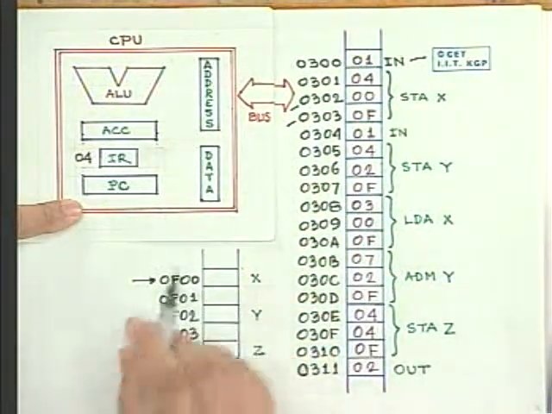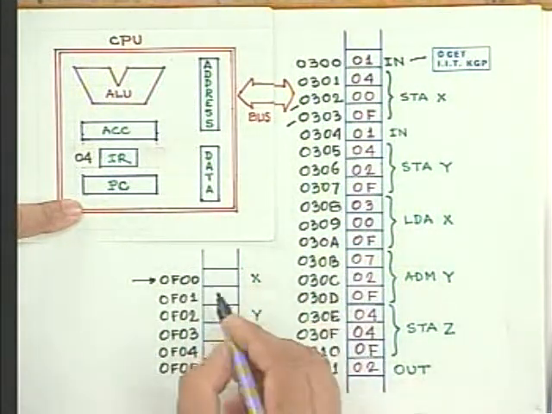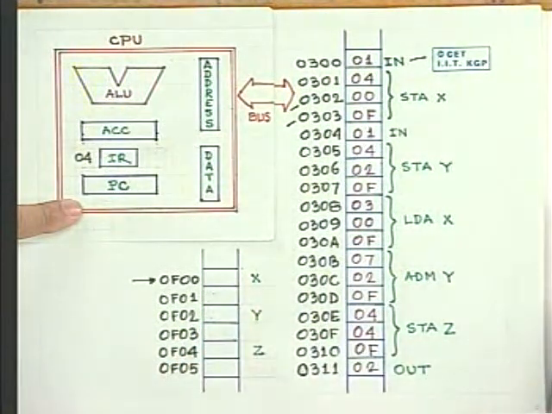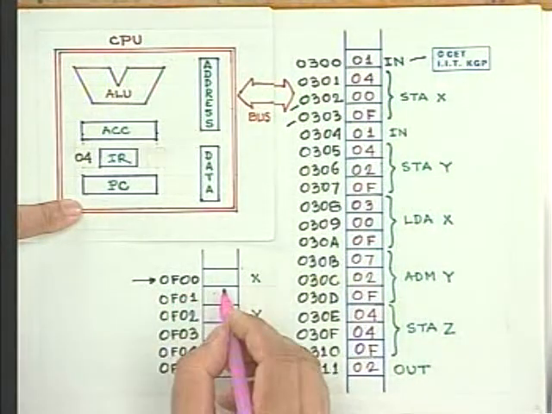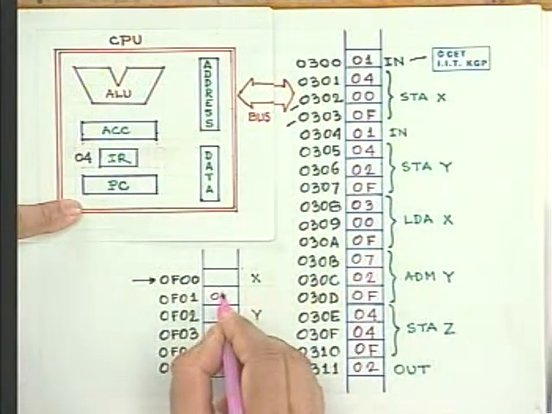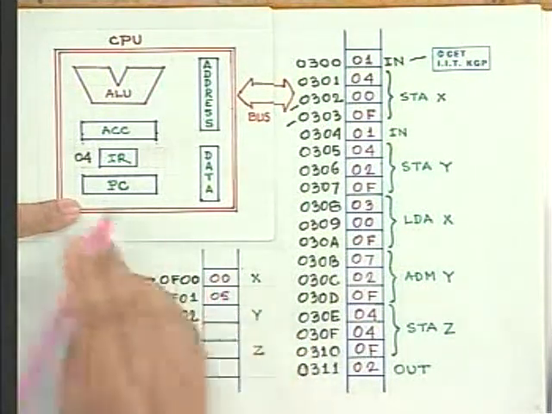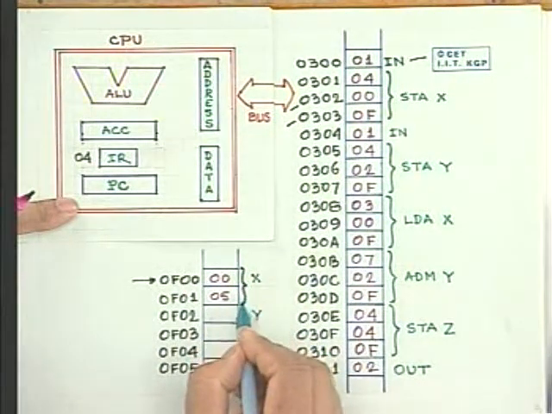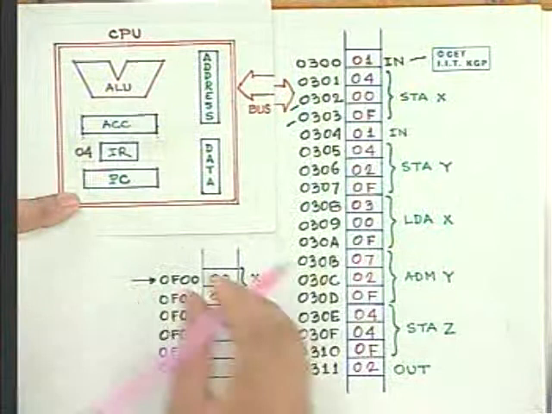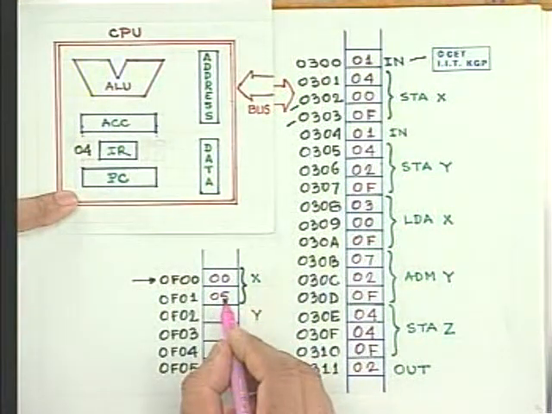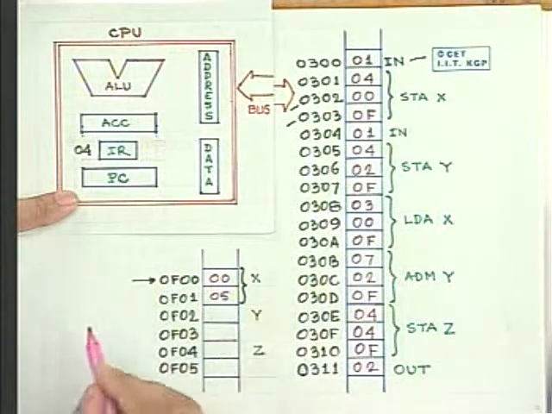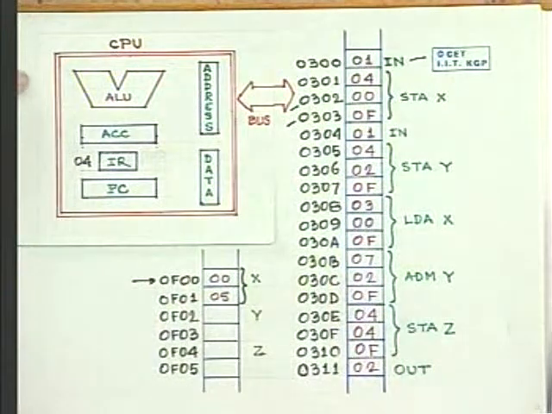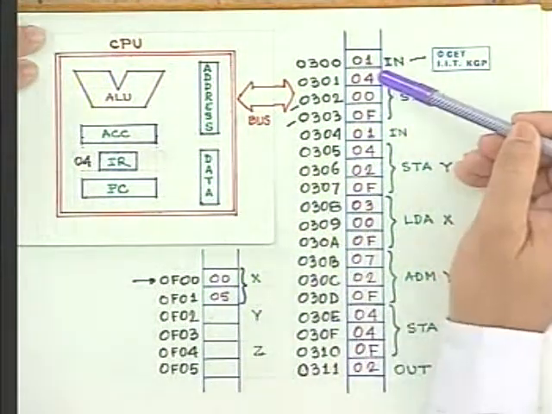If I assume that input was 0500, then the content of this memory location will be 0500. That means that X data will consist of 2 bytes. The higher byte is 05 and the lower byte is 00. That means the data is 0500. This is the way this program will be executed step by step.